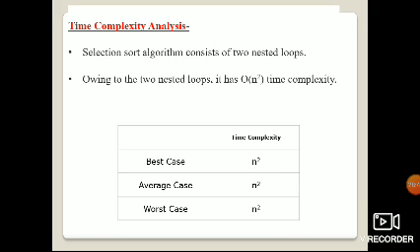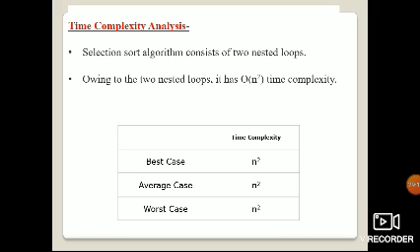Best case takes the minimum time to execute the given input. The worst case is the maximum time to execute a given input. And the average case takes a time between the minimum and the maximum time to execute. So what are these cases?